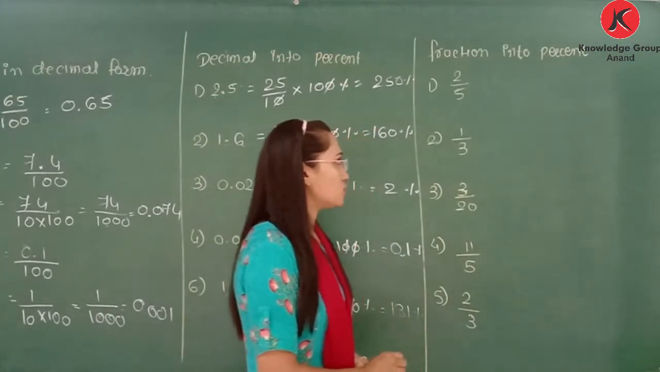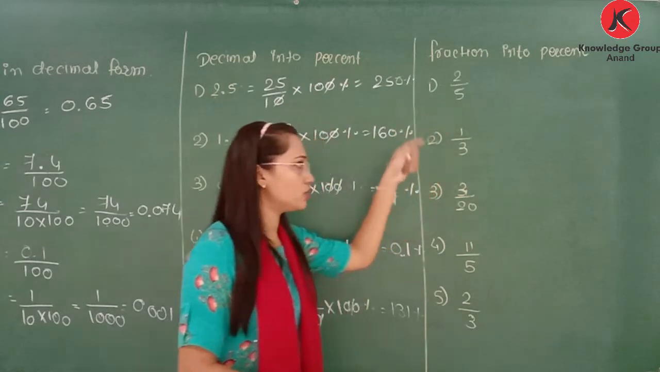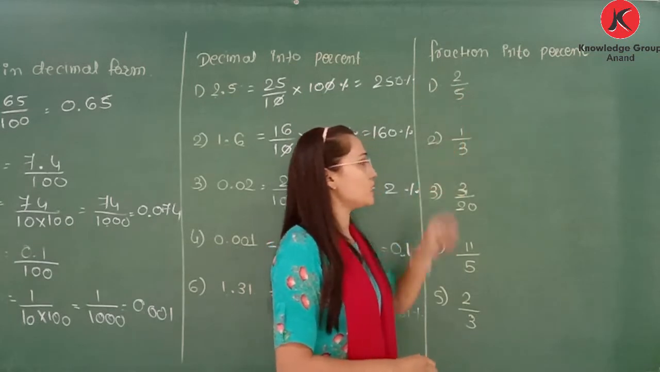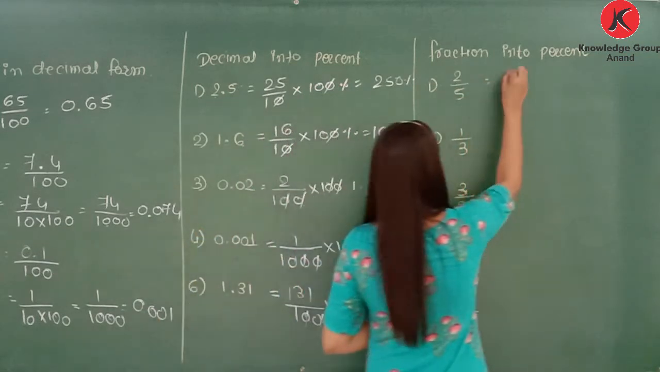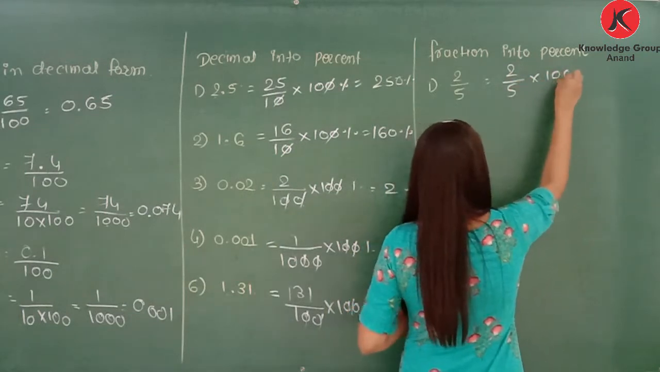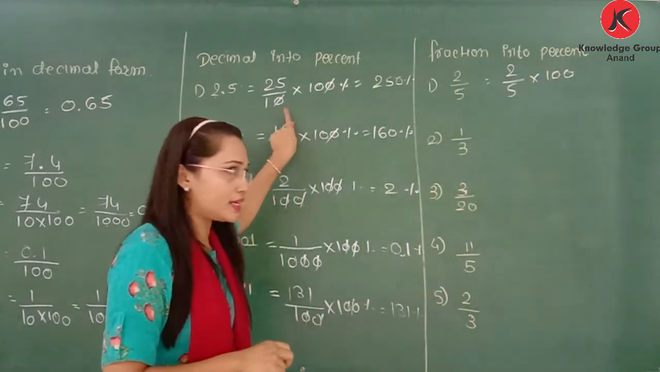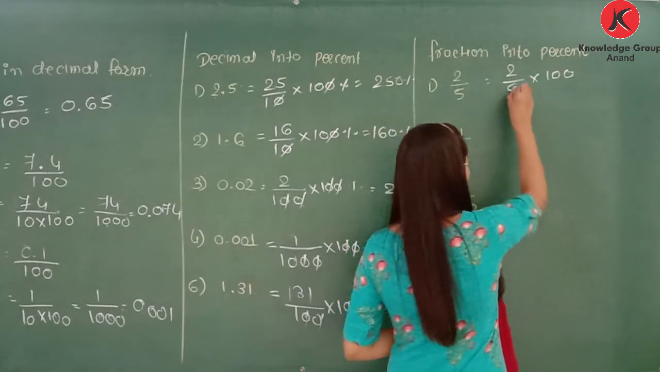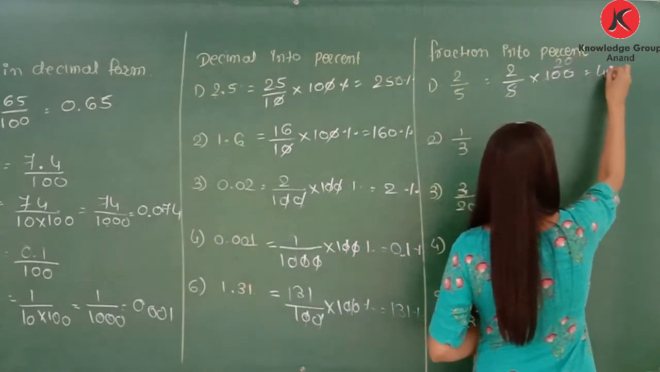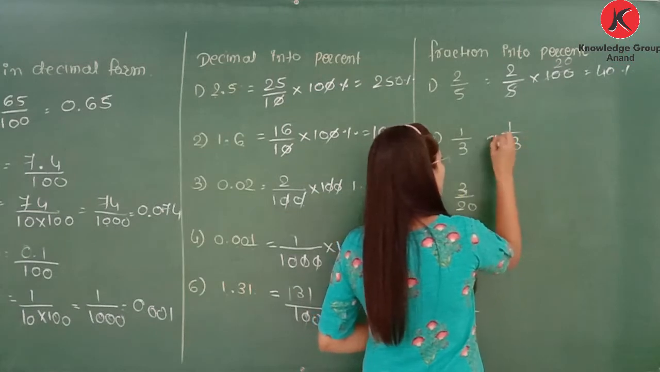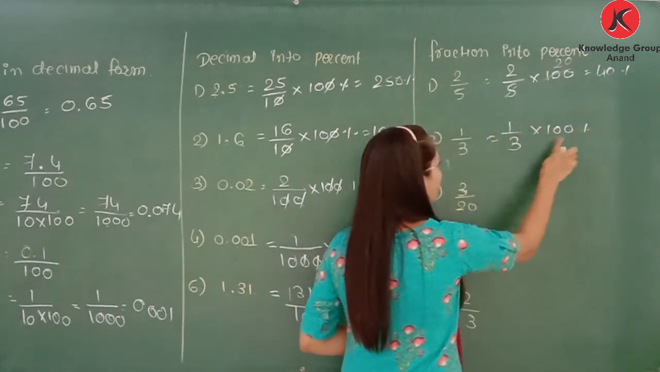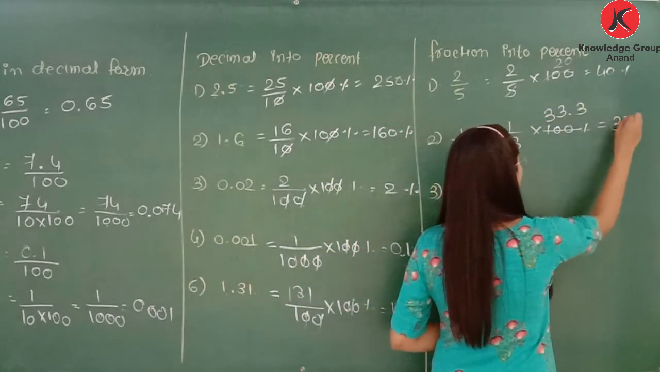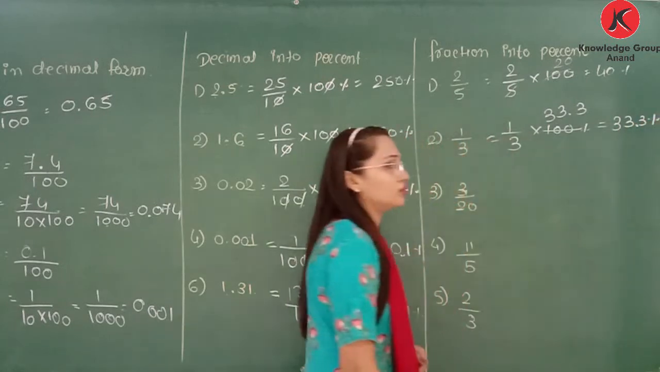Fraction into percentage. How can we convert a fraction into a percentage? You can see the first fraction is 2 by 5. The denominator is not 100. For a decimal we first convert it and then multiply with 100, but here the fraction is already there, so we directly multiply with 100. 2 by 5 into 100 gives 40%. Now 1 by 3 is multiplied with 100%. 100 divided by 3 gives 33.3, so that is 33.3%.